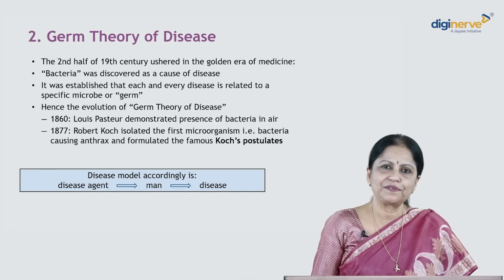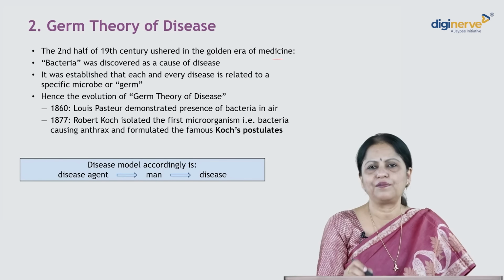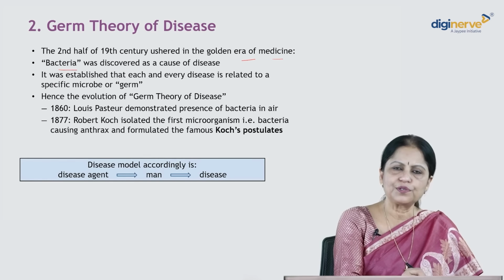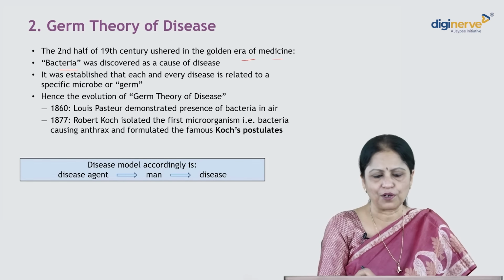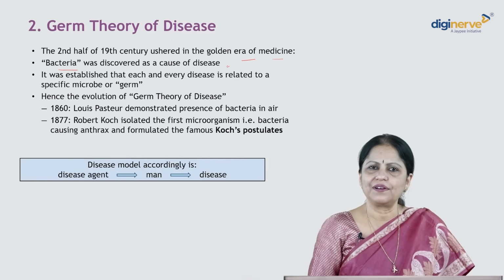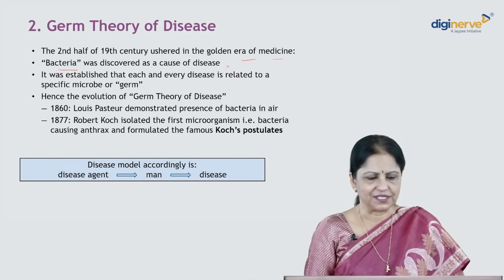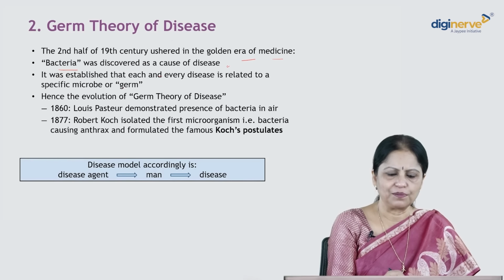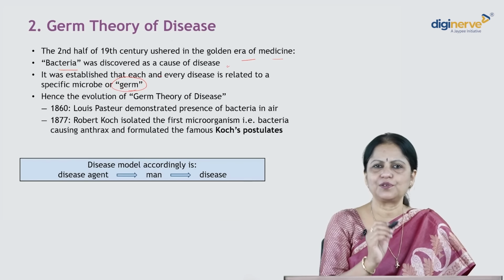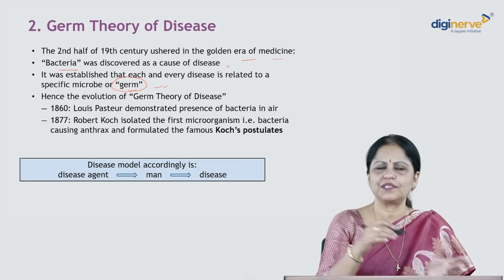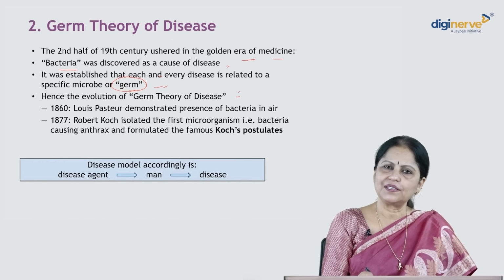Then with development of science, more understanding happened and the germ theory of diseases was proposed. And this is known as the golden era of medicine because lots of discoveries happened during this period. Of those, discovery of bacteria was a very important feat. So this was discovered as a cause of disease, that is a microorganism is the cause of a particular disease. So this was established as the germ theory. That means a specific microbe or germ has to be present for the disease to occur. So in diseased people, this germ is present. That means this germ is causing this disease. So this was known as the germ theory of disease.